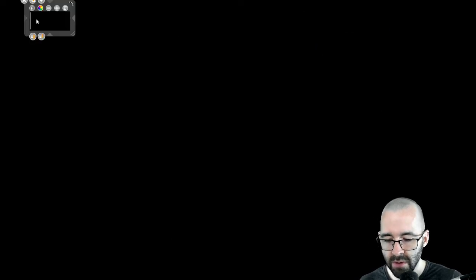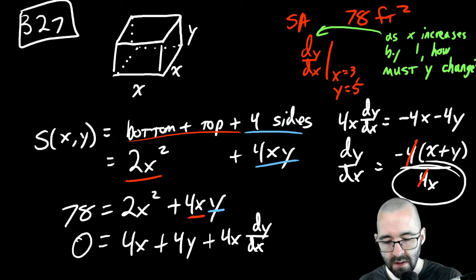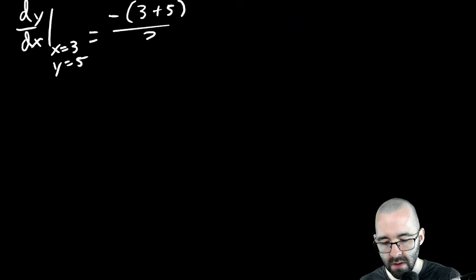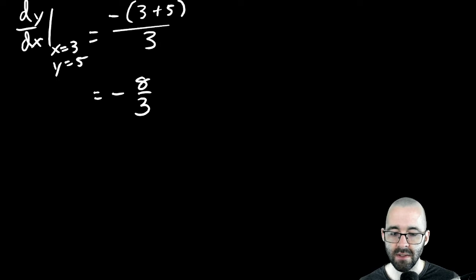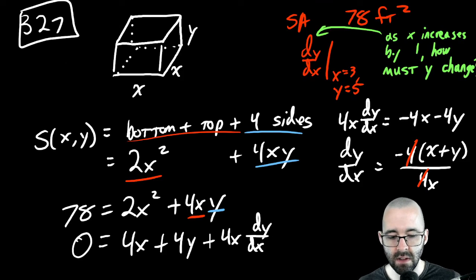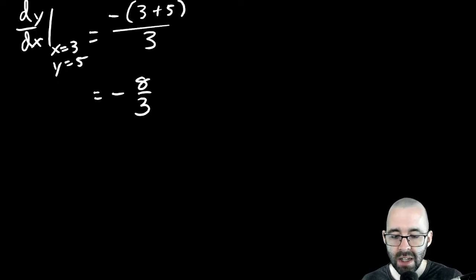So we just plug that in. All right, so the derivative with respect to x, whoa. When x is 3 and y is 5, it's just what happens when you plug in 3 and 5. It's going to be negative (3 plus 5) divided by 3. Or what is that? That's negative 8/3. At this specific size box, what's the rate of change of increasing x? So if we increase x by a foot, y should decrease by about 2 1/3 feet.